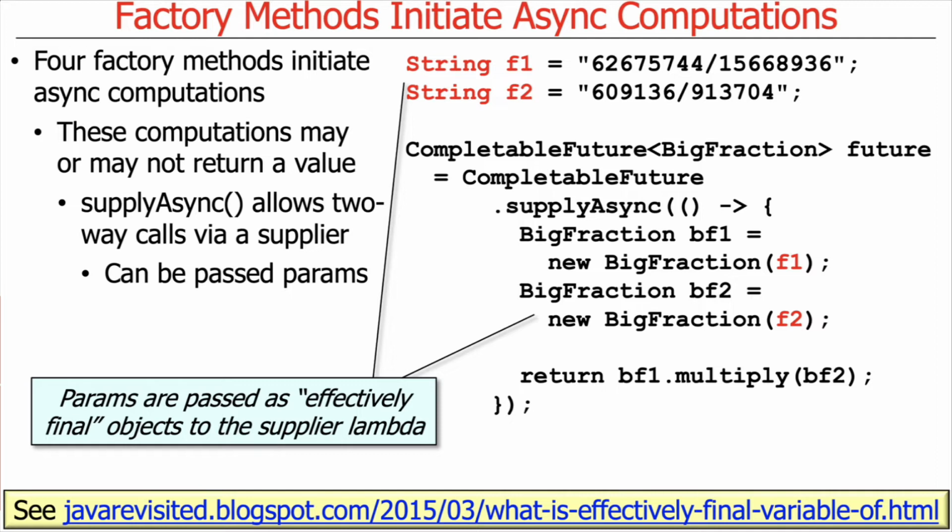And parameters that are passed in this fashion are known as effectively final objects or effectively final variables. That's just a fancy way of saying that once they're assigned, they are not reassigned up to the point where they're used in the context of the lambda expression. You can read more about what effectively final variables are at this link, and if you have any questions, I'd be happy to talk about them. So this is a conventional canonical way of passing parameters to a supplier lambda that otherwise appears to take no parameters.